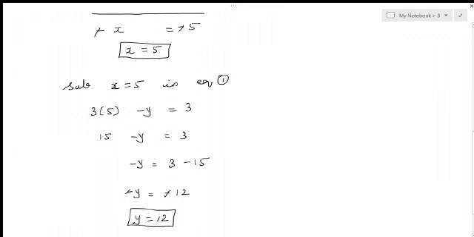Now our answer. The fraction is x by y. Yes, what is x actually? It is 5 divided by what is y? It is 12. So the fraction is 5 by 12.